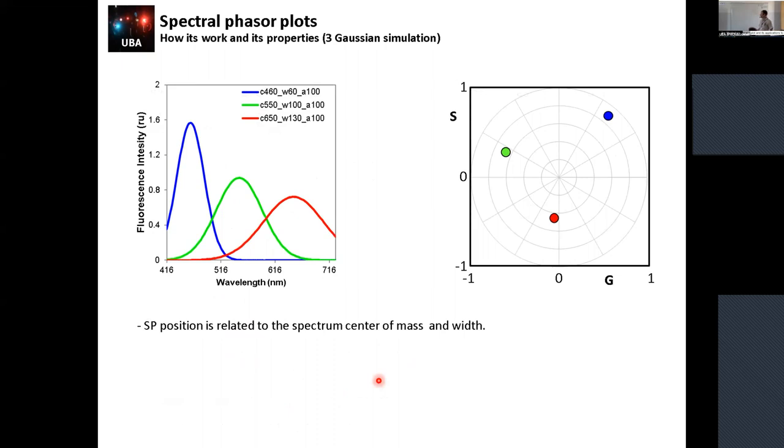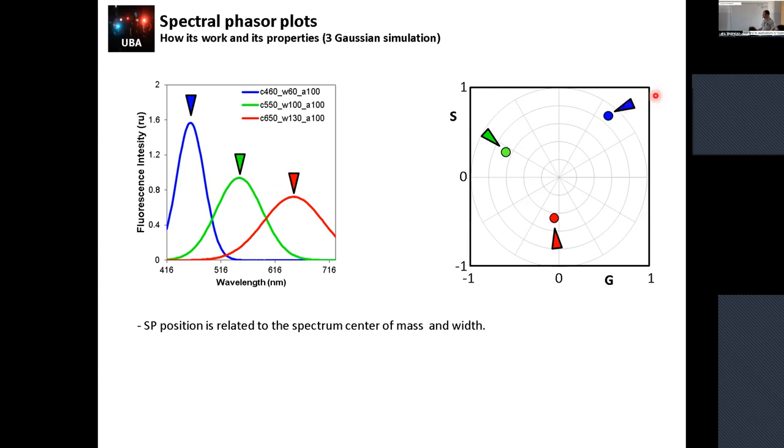Here, to demonstrate how it works, I simulate 3 Gaussian curves that have a maximum that is shifted, and they broaden as the maximum shifts, right? So they have different full width at half maximum. For the first one, we will get a position, which is here with the arrow, and the same for the red, and the same for the green, right?